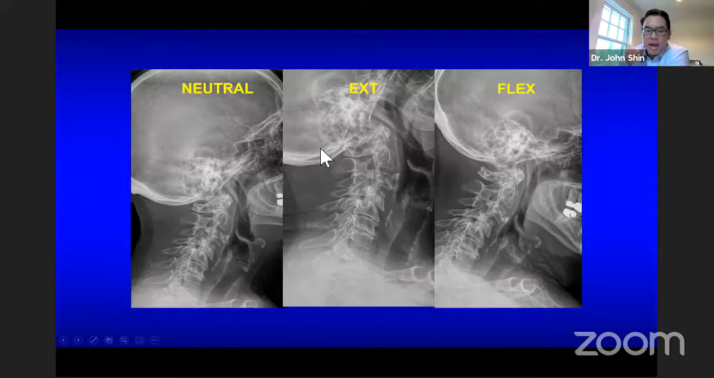But something I want to point out is, I cut off the jaw here, but if you look at that occiput-C1, C2 angle, look what's happening here, right?